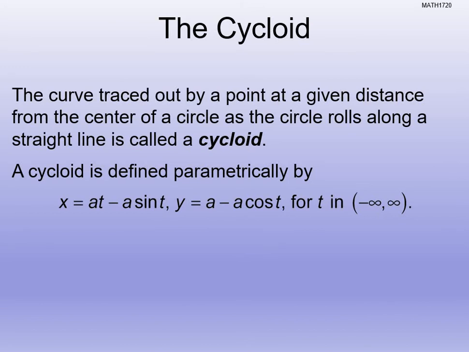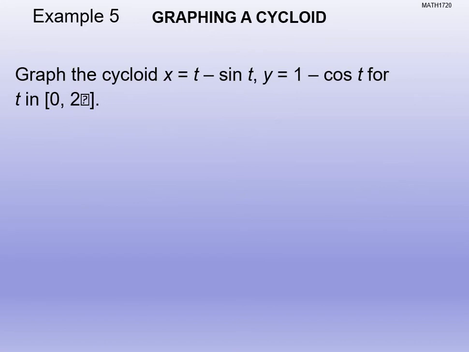Okay, and how we define a cycloid is as such. A cycloid is defined as x equals a times (t minus sine of t), and y equals a times (1 minus cosine of t), for t from negative infinity to positive infinity. All right, so we want to graph the cycloid here. We have x equals t minus sine of t, y equals 1 minus cosine of t, for t on the interval from 0 to 2 pi. So make sure that your calculator is in radians. So go ahead and put it in your calculator, in parametric mode and in radian mode.